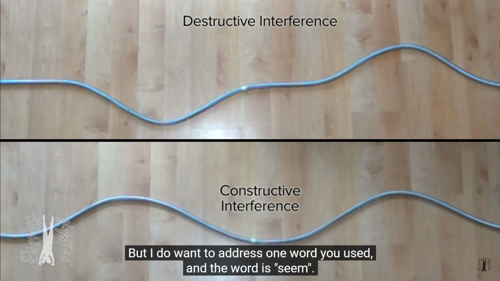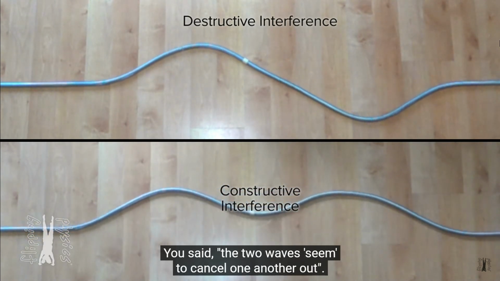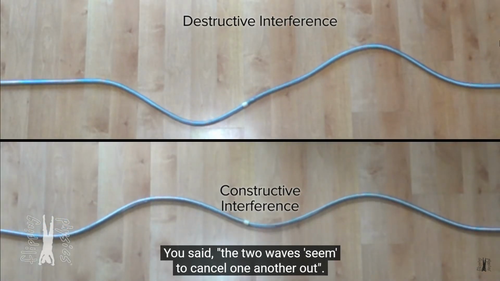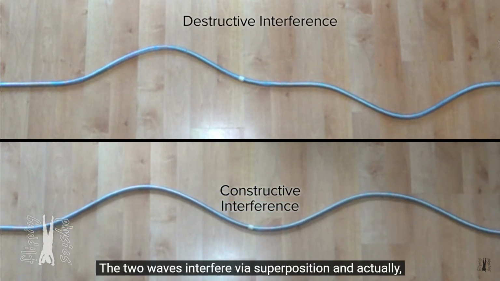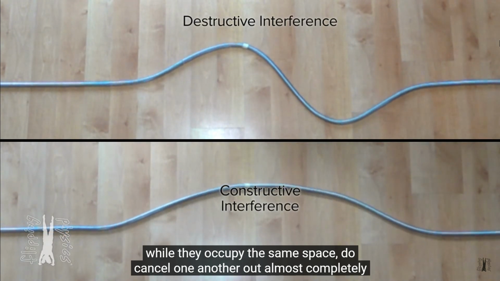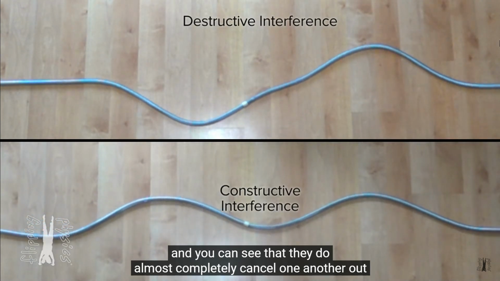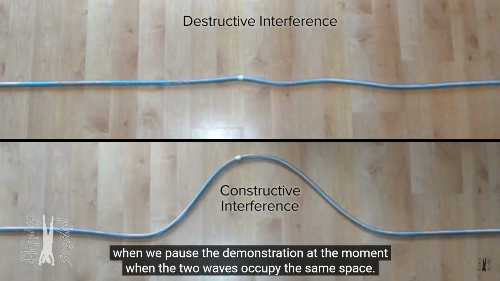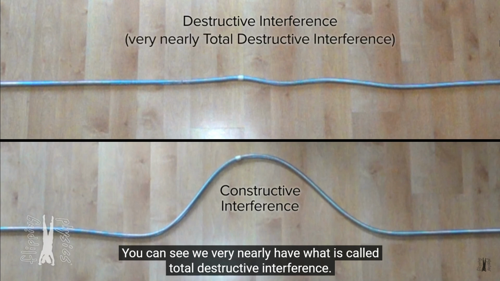But I do want to address one word you used, and the word is "seem." You said the two waves seem to cancel one another out. They do not just seem to cancel one another out. The two waves interfere via superposition, and actually, while they occupy the same space, do cancel one another out almost completely. And you can see that they do almost completely cancel one another out when we pause the demonstration at the moment when the two waves occupy the same space. You can see we very nearly have what is called total destructive interference.